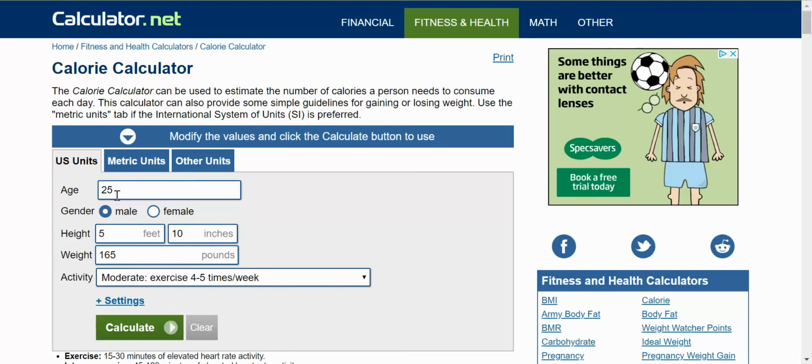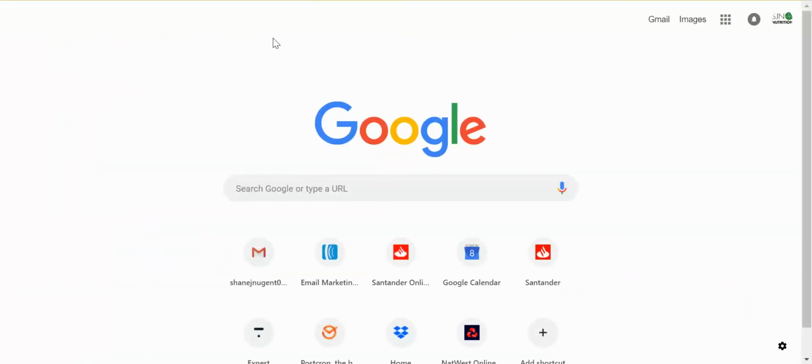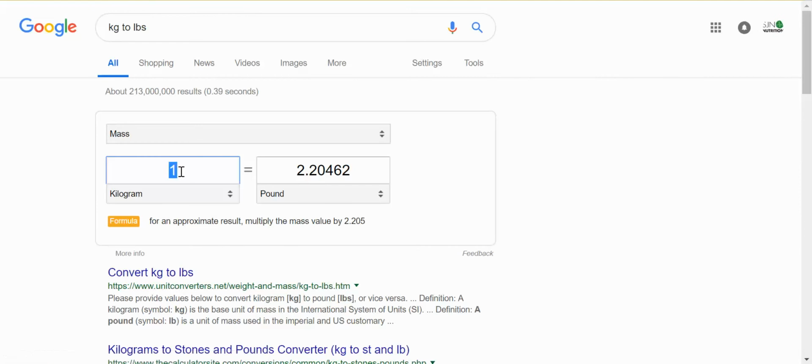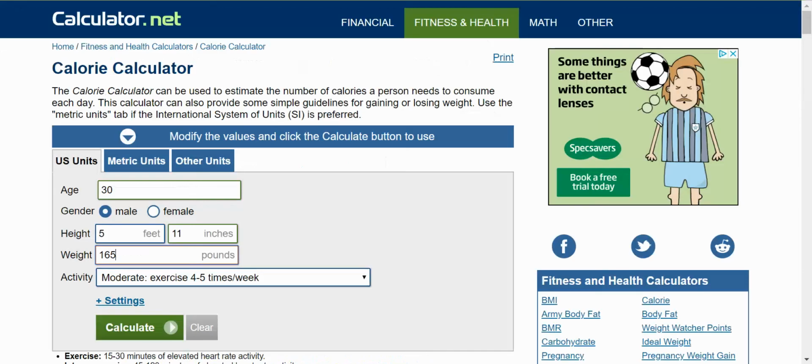So let's say, for example, I'm 30 years old. Let's say, for example, I'm a male, and let's say, for example, I'm 5'11", and this is in pounds here. What I like to do is convert that, so I'm familiar with kilograms, so let's say we go on to a different website where we convert kilograms to pounds. And let's say I know that I'm 87 kilograms. Right, so that's 191 pounds straight away. Brilliant. So we've got 191 pounds.